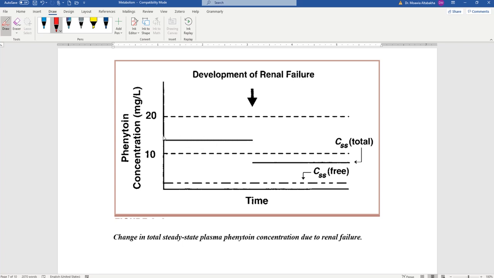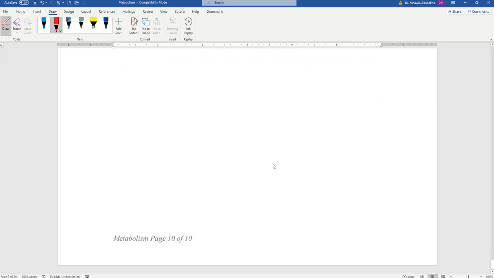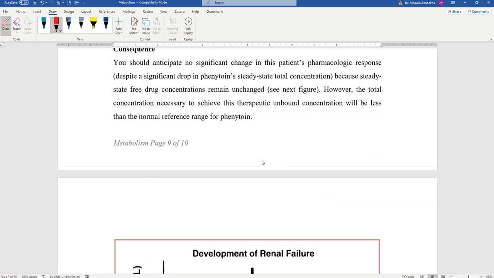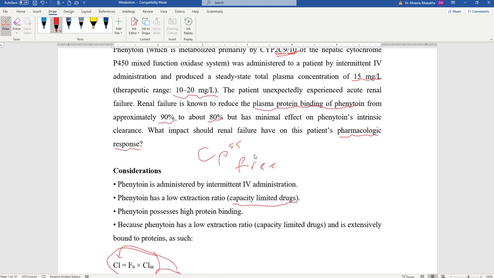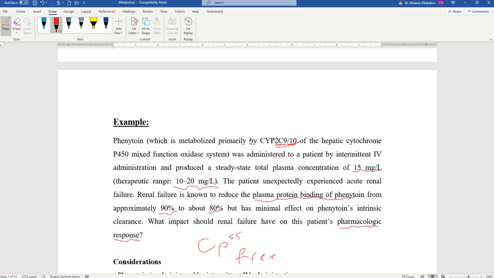Meaning even though it will be about, let's say, 7.5, less than the therapeutic range, the steady state free drug remains the same. Okay, look, this is 10 to 20, this is the therapeutic range, this is the original CPSS total. Now when you have renal failure and the unbound drug increases, what will happen? Look, CSS total, what happened to it? Decreased from here to here, but the free drug remained the same, it did not change. Okay, it means everything will be okay for this patient. This is how you should think about this clinical problem.